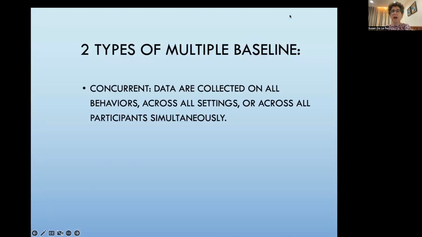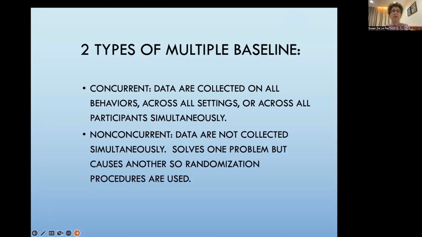I've been mentioning concurrent. That means that data are collected on all behaviors across all settings and all participants simultaneously, which is really what we've been looking at throughout the whole time that we've had together in the seminar. Non-concurrent is a little bit critiqued as being not as rigorous because data is not collected simultaneously. I'll show you that in a second. Solves the problem of having a hard time with data collection, but it might cause another.